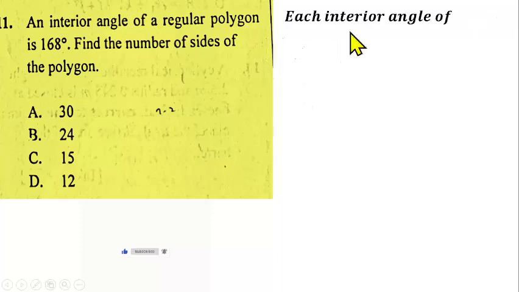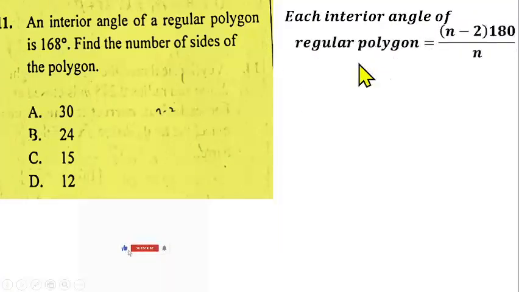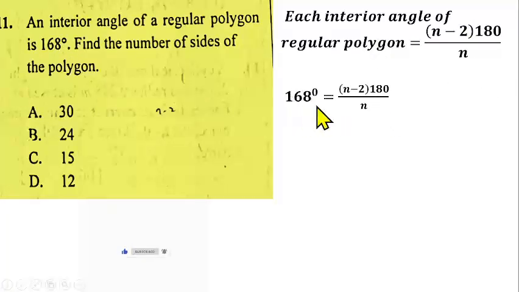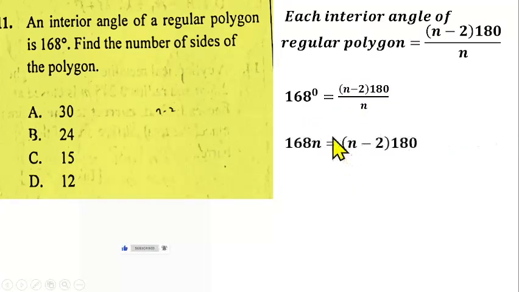So we know that each interior angle of any regular polygon is equal to n minus 2 multiplied by 180 over n. This is the formula for finding each interior angle of a regular polygon. We are given the interior angle, which is 168, so all you need to do is equate this value to the formula. That means you have 168 equals n minus 2 multiplied by 180 over n. From there you can cross multiply, so you have 168n equals n minus 2 multiplied by 180.